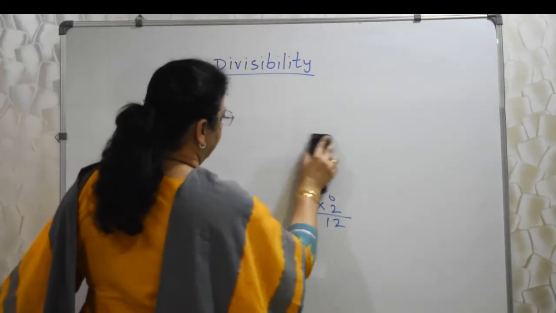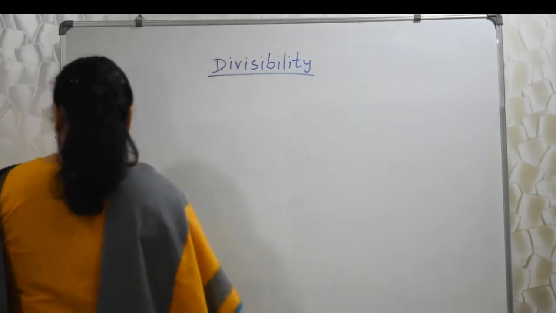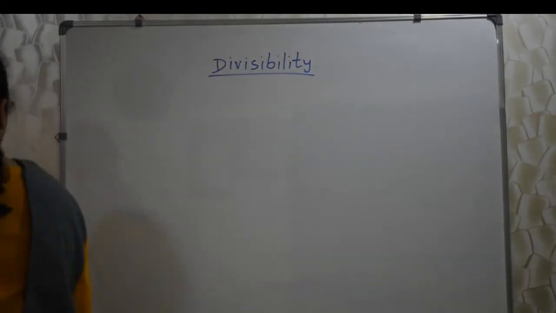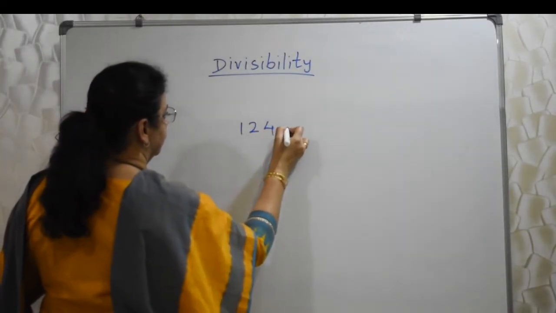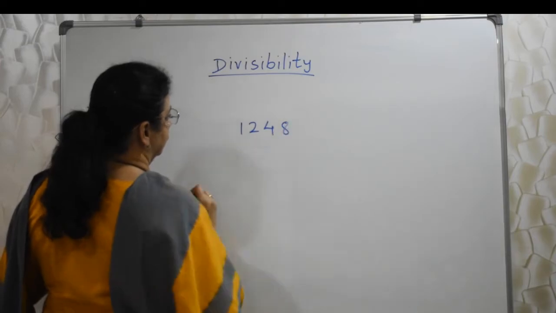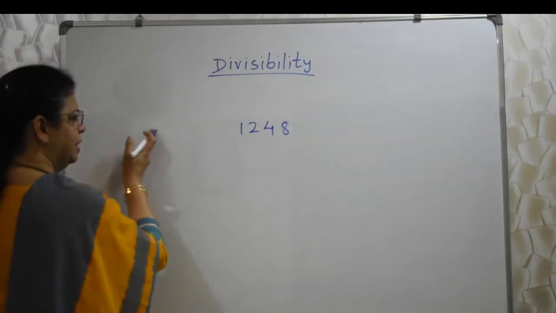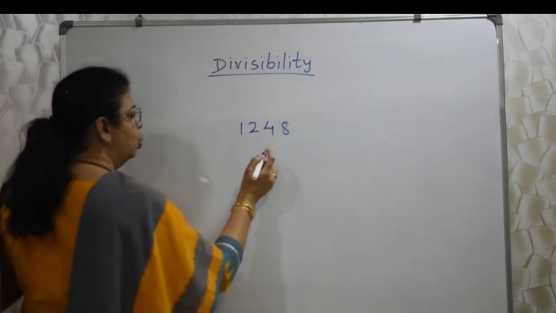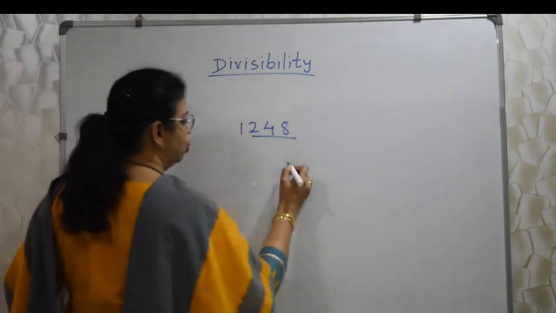I did not take examples of 2 and 3 because they are very simple. But here we will take, suppose this is a number given to you. It can be 6 digit, 7 digit, anything. You have to concentrate only on last 3 digits, that is 248.